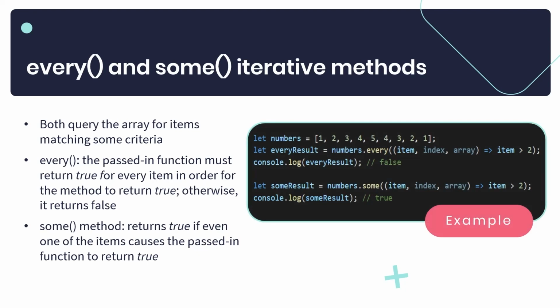Now this code calls both every and some with a function that returns true if the given item is greater than 2. For every, the result is false because only some of the items fit the criteria. And for some, the result is true because at least one of the items is greater than 2.